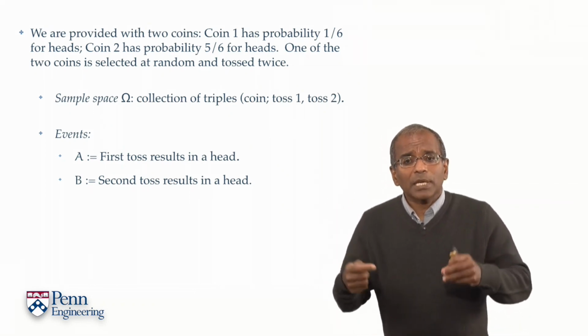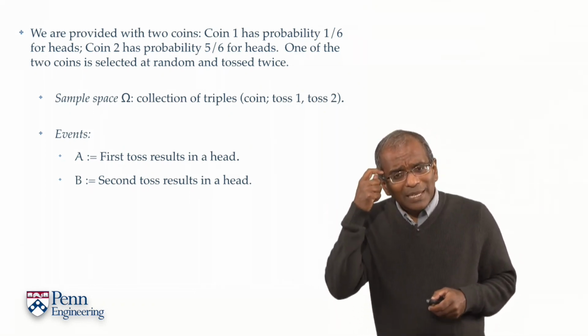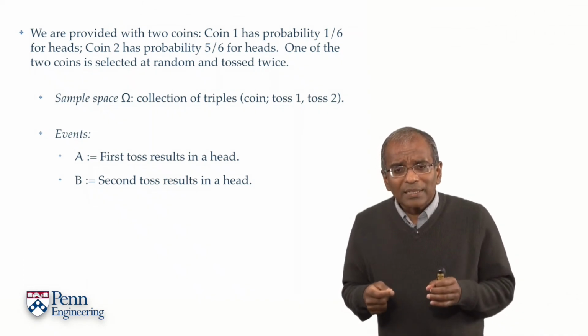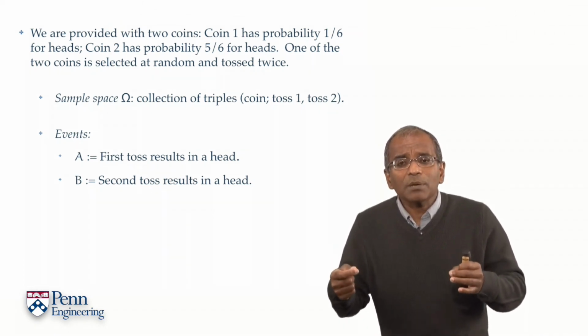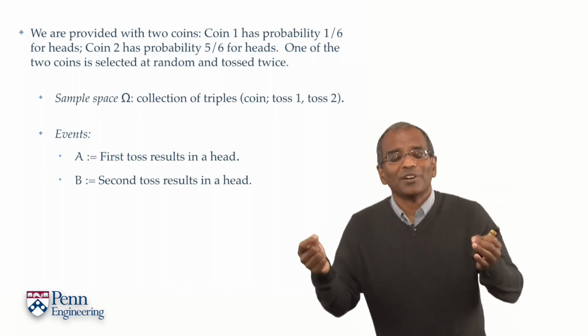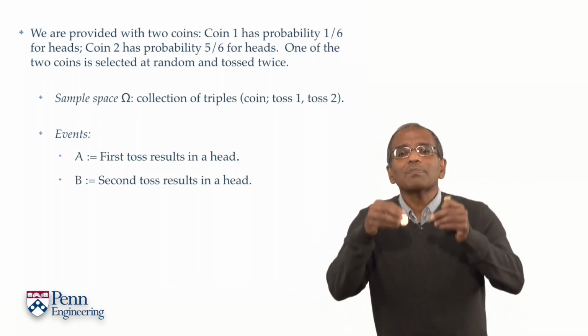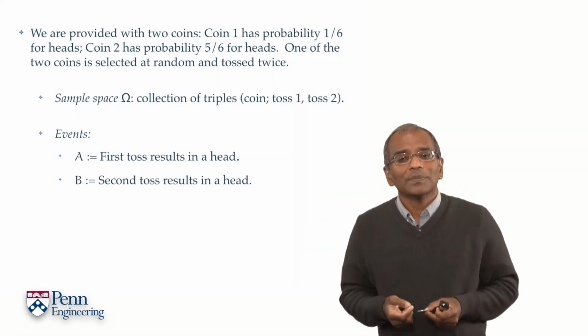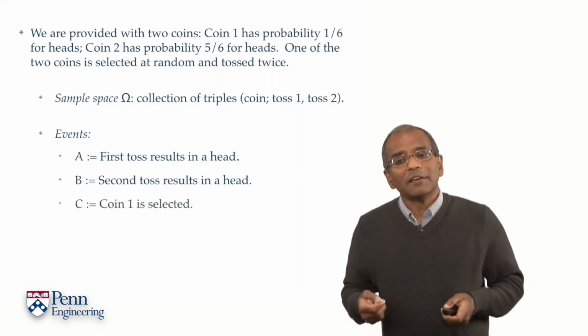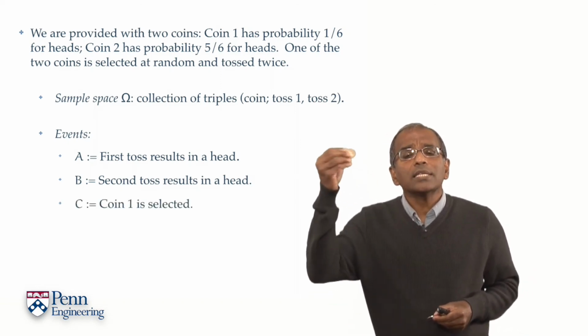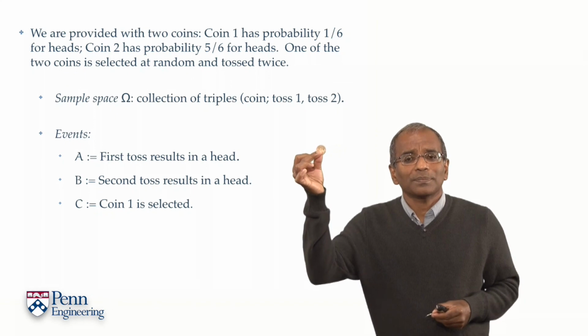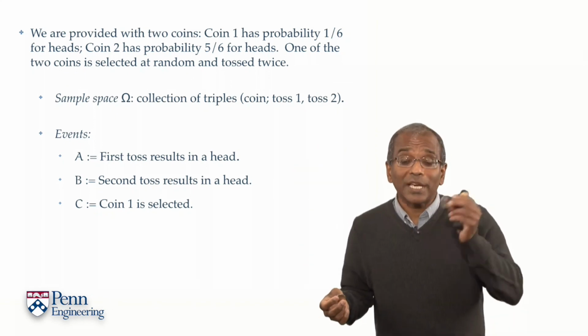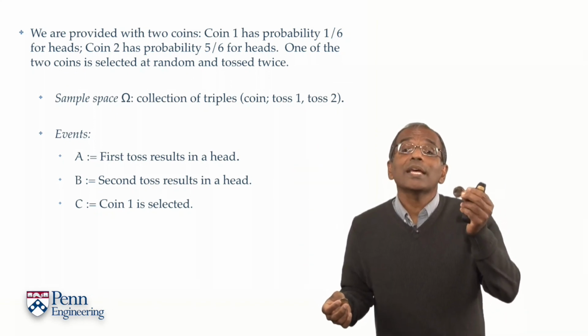Now we want to say something about A and B, right? But the structure of the problem makes clear that an ancillary event might be useful. And which ancillary event? Naturally, the specification of the coin. Let C be the event that the coin chosen is the first coin, coin 1. Of course, the complement of C is the event that the coin chosen is the second coin.